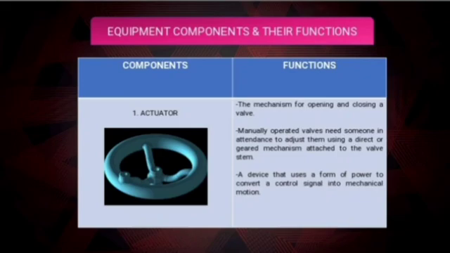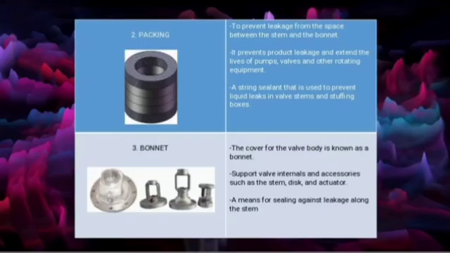The main components of a gate valve are actuator, packing, bonnet, stem, body, disc, and seat. And all of this is pictured as the components of a gate valve. The function of every component of a gate valve: first, actuator. Actuator is the mechanism for opening and closing the valve by manual operation. Second component is packing. Packing is usually used to prevent leakage. And third is bonnet. The purpose of the bonnet is to provide coverage for the internal components of a gate valve.